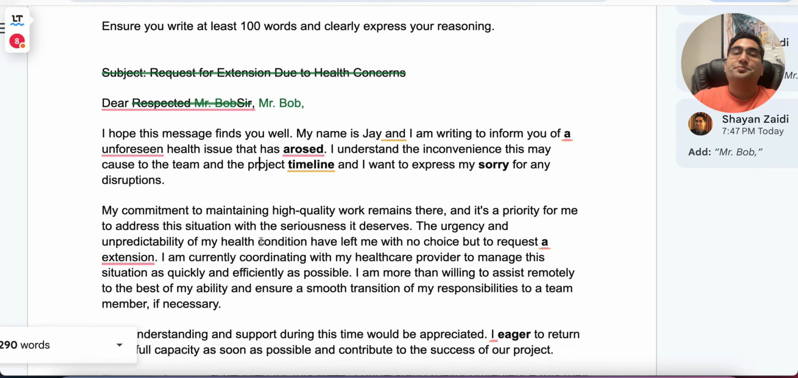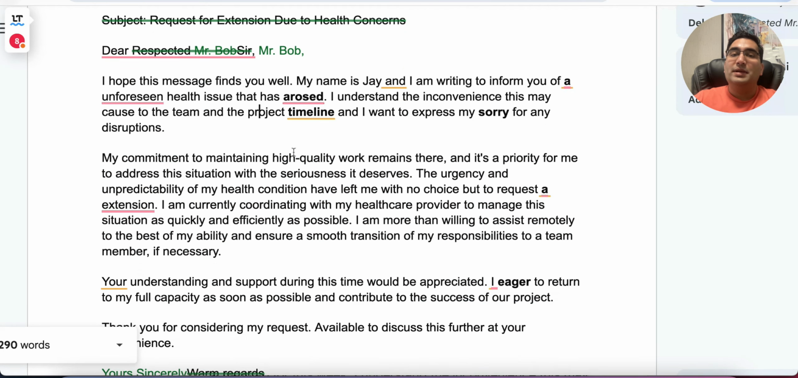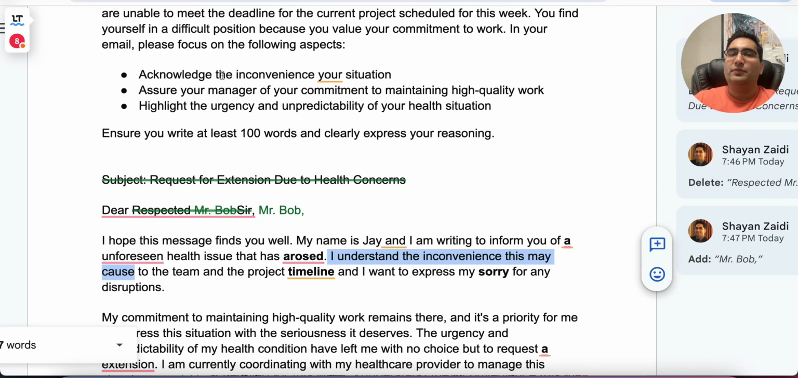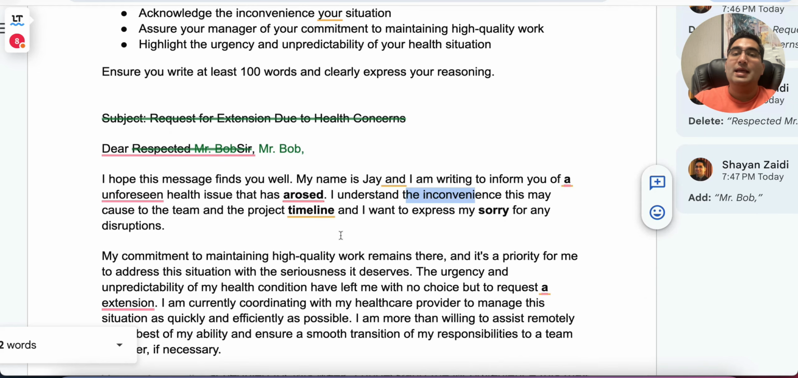That's a no-brainer. Unfortunately, this student has mixed up a lot of things in the intro. So here's the problem. The intro should just have the purpose, why you are writing. And he has said that. But then this part, I understand the inconvenience this may cause. This is partially answering the first bullet point, acknowledge the inconvenience of your situation. You have not separated this part into body 1, separate paragraphs, so you're confusing the AI, because the AI knows that this should just be the intro.